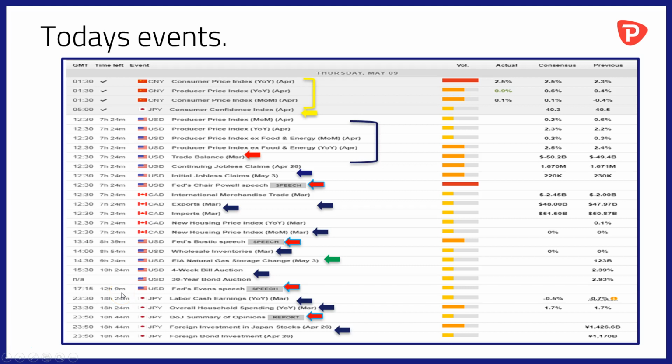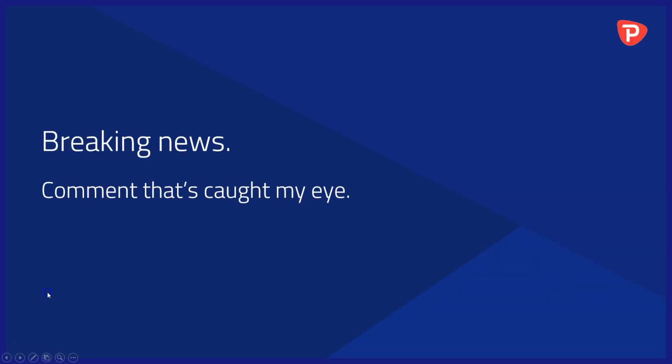And then we pause again until 23:30 and cross over the Pacific to Japan for the release of labour cash earnings for the month of March, overall household spending also for March, the Bank of Japan's summary of opinions, a look at how the MPC there voted and feels about the future path of Japanese interest rates and monetary policy, and finally at 23:50, the foreign investment in Japan stocks and bonds for the week of April 26.